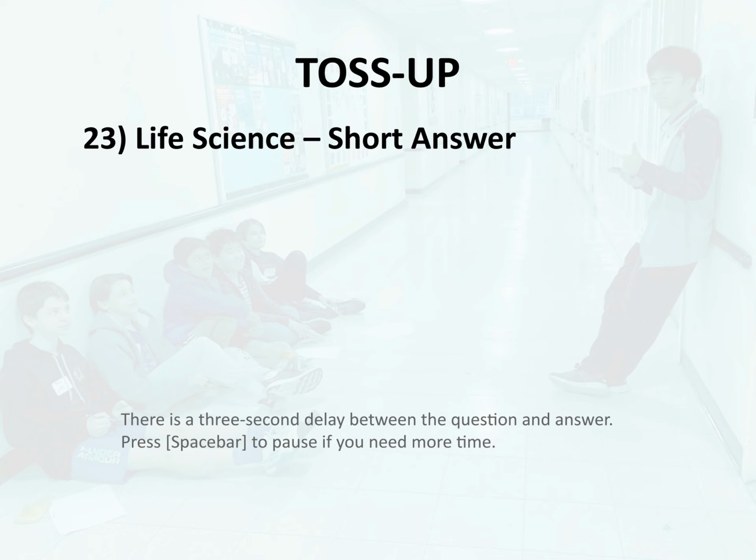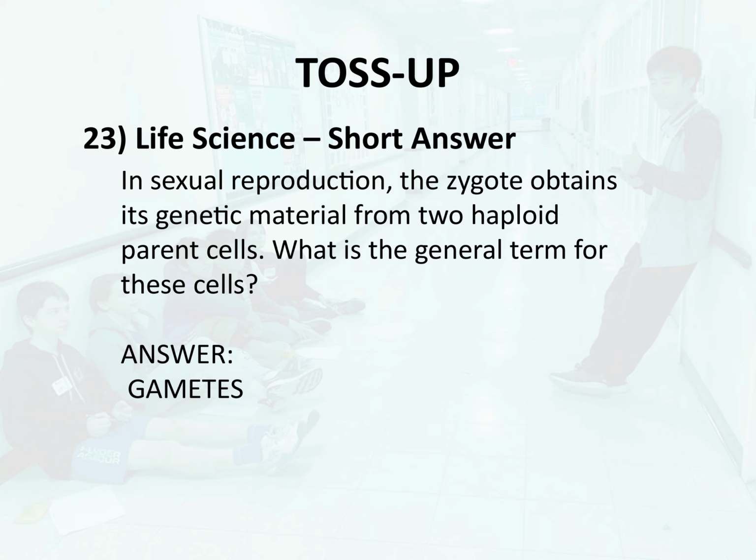Toss-up, 23. Life science, short answer. In sexual reproduction, the zygote obtains its genetic material from two haploid parent cells. What is the general term for these cells? Answer. Gametes.